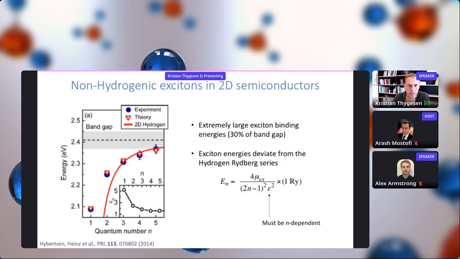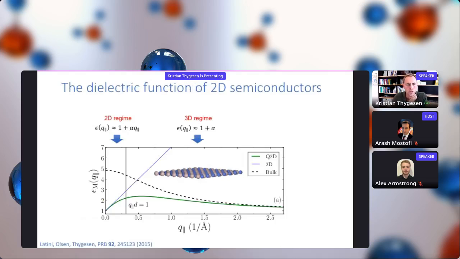I think actually in the interest of time, I'm going to be very quick on this part here. This is about excitons in 2D materials, where it has been conventional wisdom in the field that excitons in 2D materials do not follow the standard hydrogen model of excitons. So the Rydberg series deviates significantly from that. And this is due to the fact that screening in 2D materials is not distance independent.